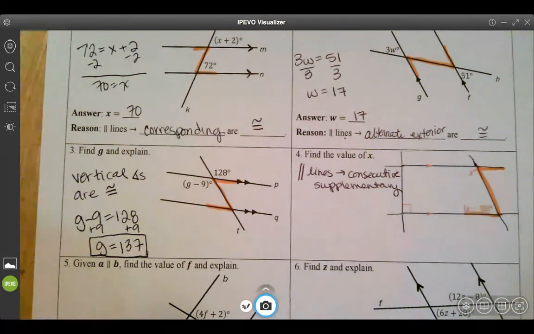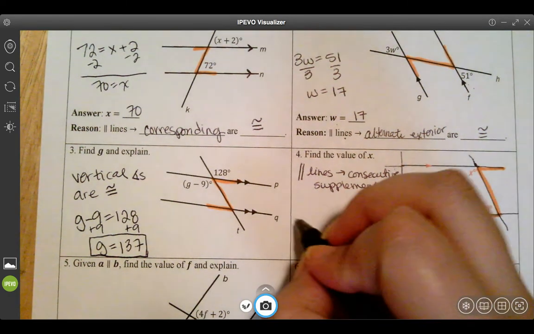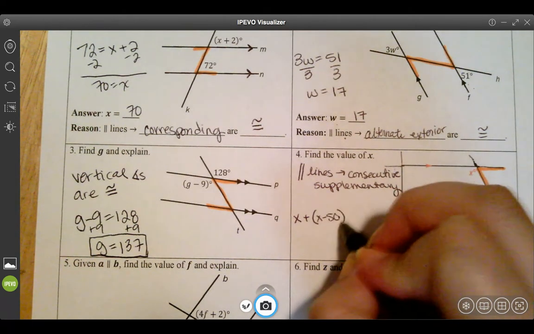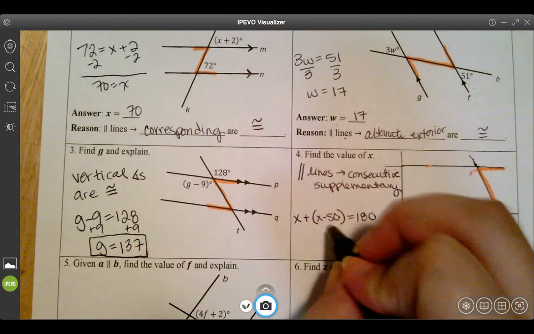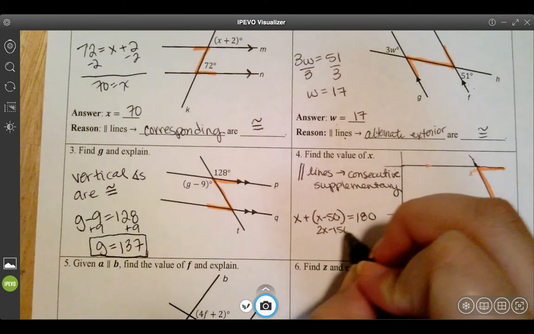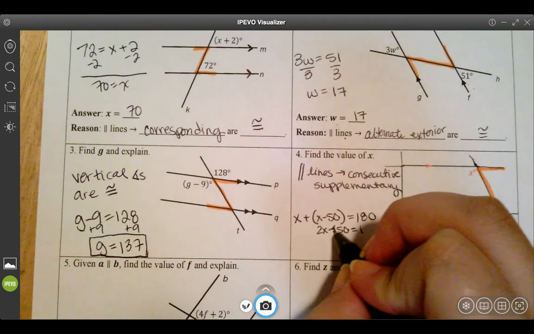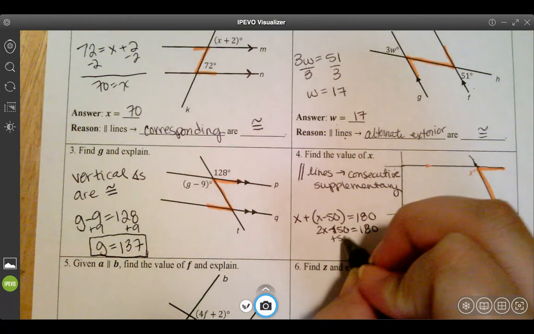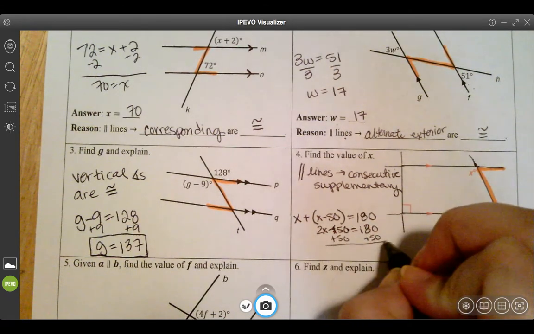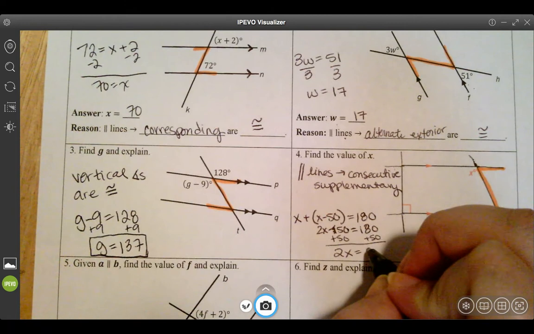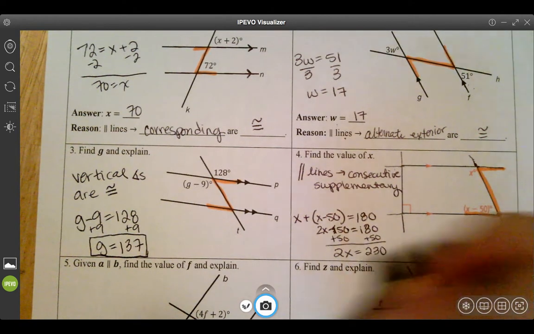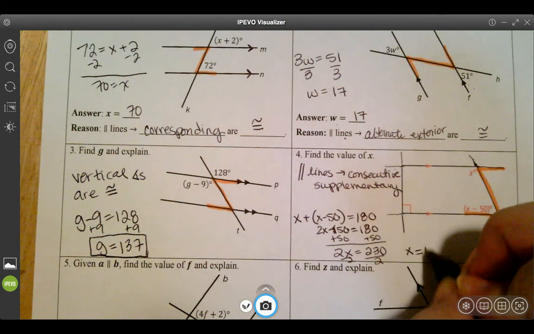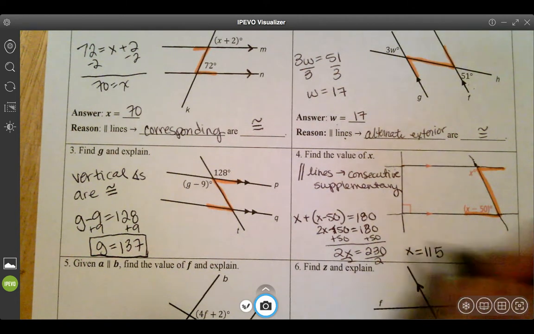And supplementary means they add up to 180. So I can say x plus x minus 50 equals 180. 2x minus 50 equals 180, plus 50, plus 50. 2x equals 230. Divide both sides by 2. X equals 115.